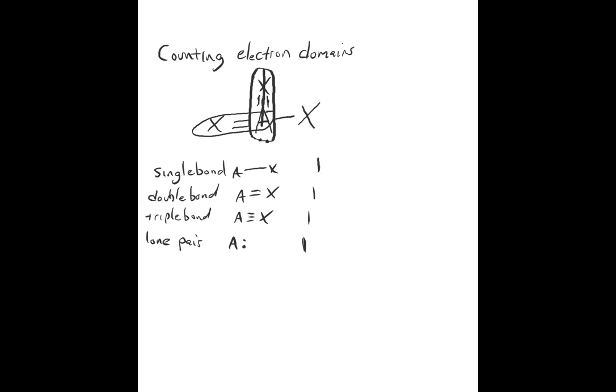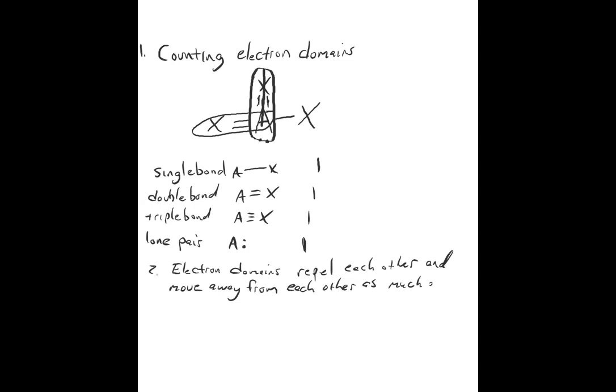Now, here's step 2. Electron domains repel each other and move away from each other as much as is geometrically possible. Okay, so be careful. The terminology here is important. Electron domains repel each other, not electron pairs, right? So we're not claiming that this pair is going to repel this one. We're claiming that this domain here is going to repel this domain here. And they will move away from each other as far as possible. Okay? So let me show you an example.